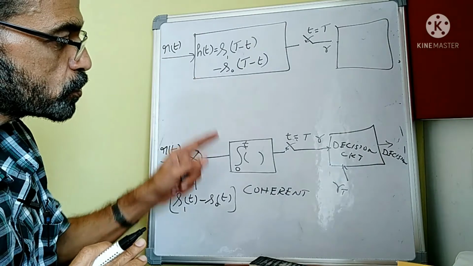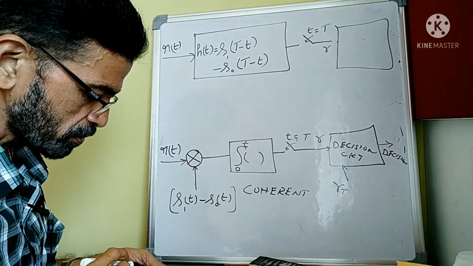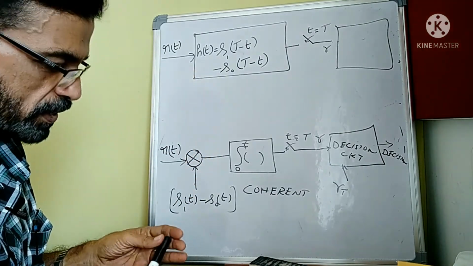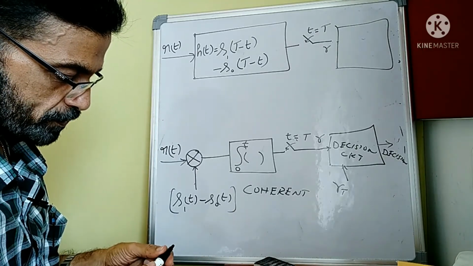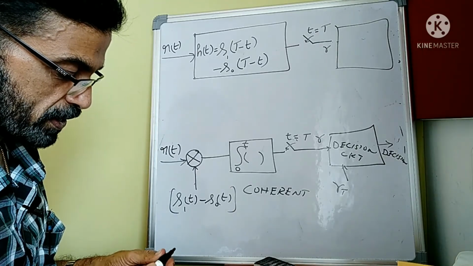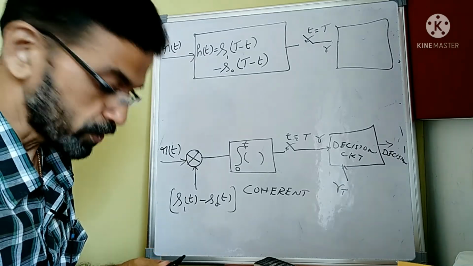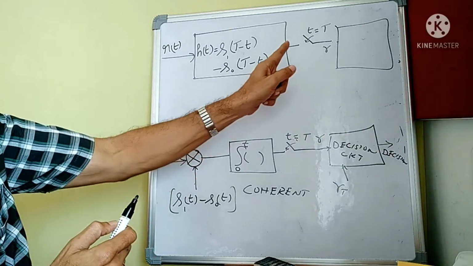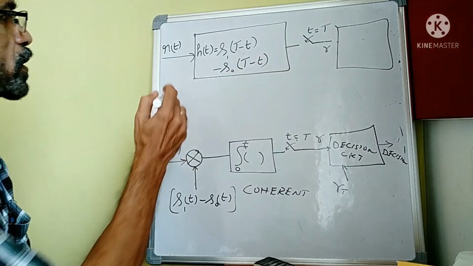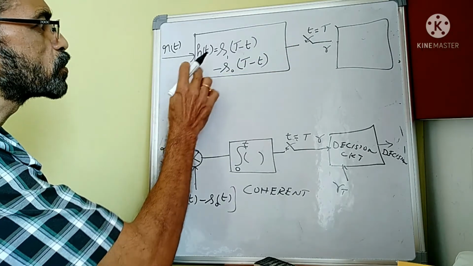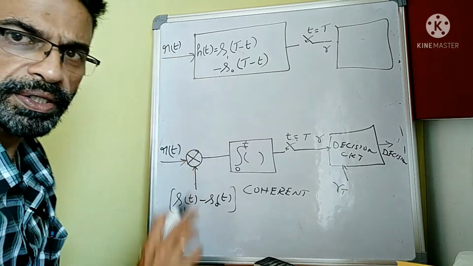Now these two are equivalent receivers, and it can be proved very easily. It can be proved very easily because we know from elementary linear circuit analysis that the output of this filter will be a convolution between R(t) and h(t).